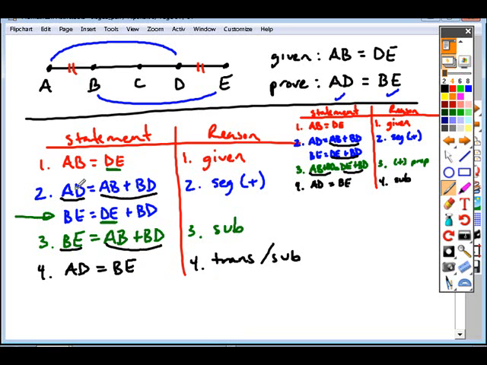Well, we could have just taken statement 2 and written AD, but we could have replaced AB plus BD with its equivalent BE. So you could think of that as substitution. You can also think of it as transitive property.